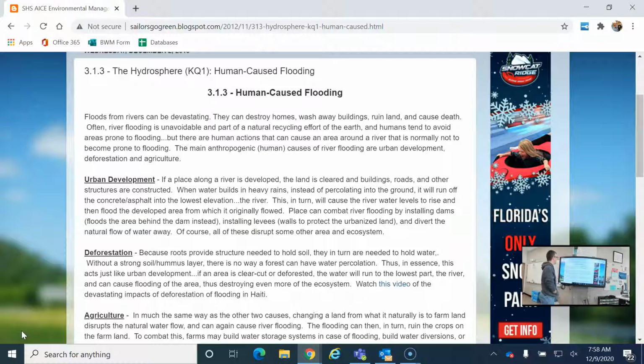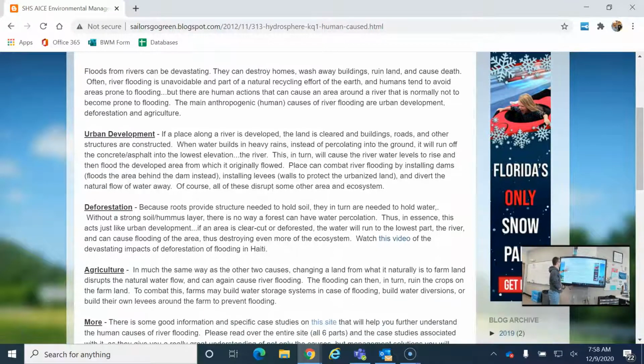But there are natural ways that flooding happens, but there are human actions that can cause an area around a river or anywhere else that is normally not prone to flooding to become prone to it. So the main causes are urban development, deforestation, and agriculture. Urban development. All right.